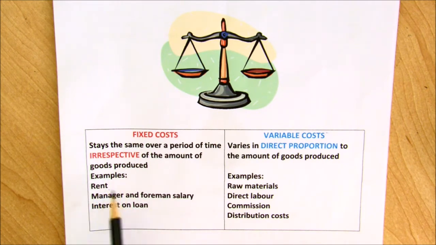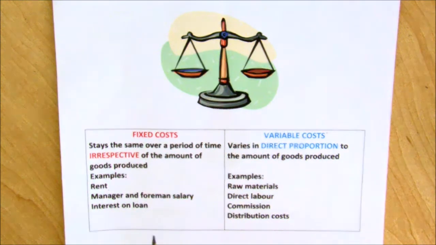For example, the rent of the plant or the factory. Generally, rents increase once a year, so that's where the period of time comes. But whether there's any production going on or not at that particular point in time, the rent will stay the same. The manager or foreman's salary is also generally not dependent on the number of goods. Interest on loan has got nothing to do with the goods, it depends on the value of the loan.